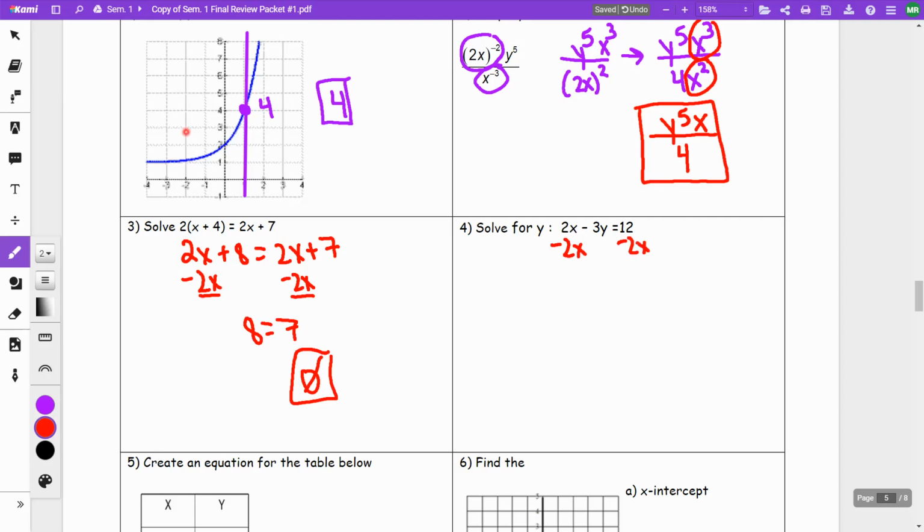I'm going to minus 2x. I'm going to get negative 3y is equal to negative 2x plus 12. I'm going to divide by negative 3, divide by negative 3, divide by negative 3. Y is equal to positive 2/3 x minus 4.